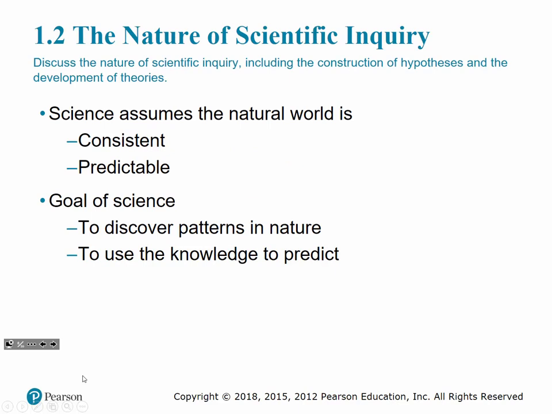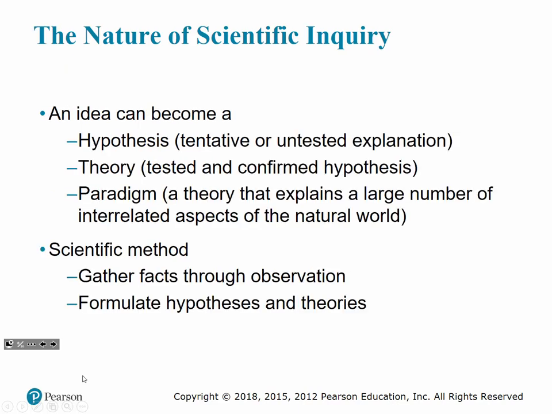So moving into scientific inquiry, like I said, we're talking about a lot of terms because this is an overview, this is an introduction. Science assumes that the natural world is consistent and predictable. Okay, science makes the assumption that there are patterns there, and science tries to figure out those patterns, figure out the causes of natural events. Okay, that's the goal of science, to discover patterns and then use that knowledge to make predictions.